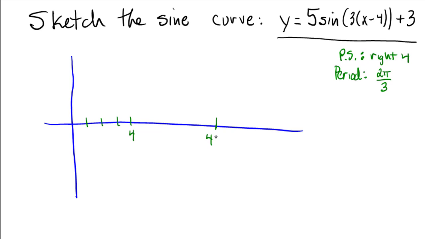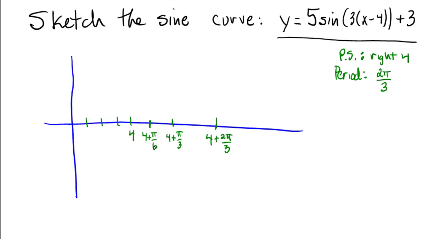So I get 4 plus 2 pi over 3. So that's going to complete my period. I like to put at least 5 points, right? I like the middles and then the quarter marks. So halfway between 4 and 4 plus 2 pi over 3 would be 4 plus 1 pi over 3. And then halfway between 4 and 4 plus pi over 3 would be 4 plus pi over 6. And that allows me to figure out what these other pieces are.